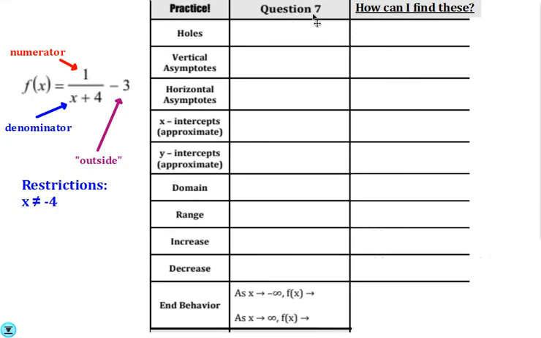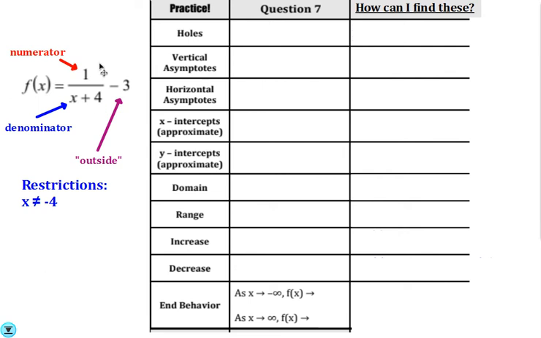This is going to be question 7 from your practice problem. Notice I've already set up some things here for us. Our numerator, our denominator, and what we call the outside of our function, that would be our k value. And we still have our restrictions that come from our denominator. So x cannot be -4. If x is -4, then we divide by 0, and there's no number that has a factor of 0, so we can't divide by 0.